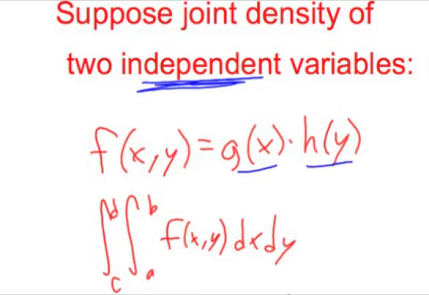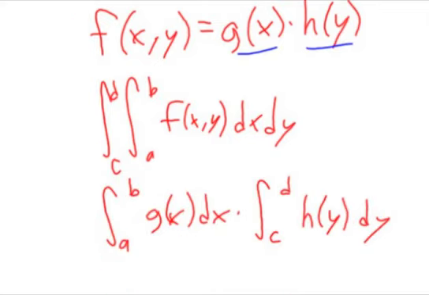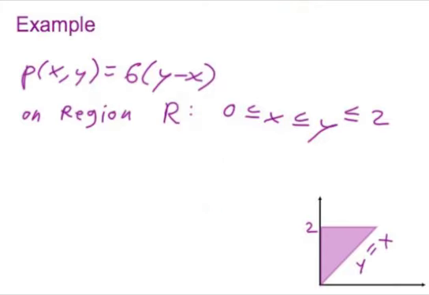And if that's the case, then integrating to find the probability on a particular region, we can write this as separate integrals: for the x, integrating the g function, and for the y, integrating the h function. Just makes it a little easier. We'd like to determine whether this particular function is a probability density function.